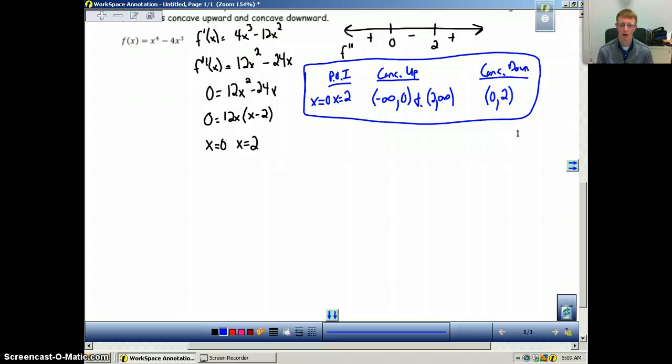So we just write our interval as 0, 2. So hopefully that makes sense. If you have questions, obviously bring those to class, and I will see you then.